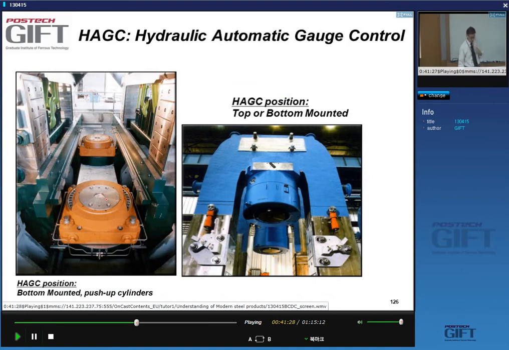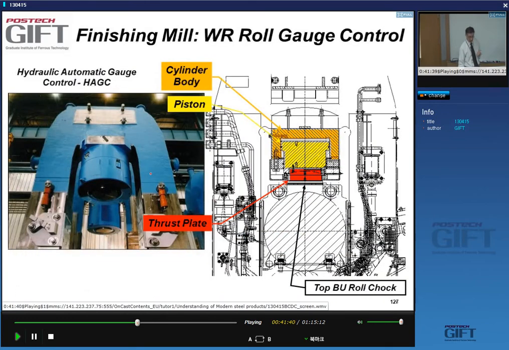That's what they look like from the exterior. This is if they're positioned at the bottom. This is if they're positioned at the top of the mill stand. And if you were to cut this through, this is what you would see. You'd have a very heavy cylinder body, and inside this body you'd have a piston that can move up and down, and that presses with a certain force on the backup roll chuck. The chuck is the element in which the roll turns. And the pressure is transferred via this thrust plate, and inside here there is oil.